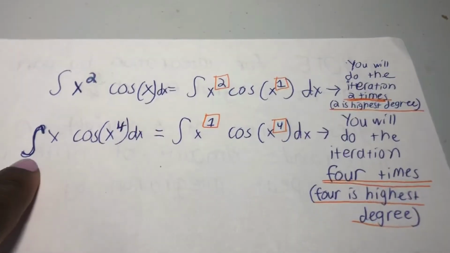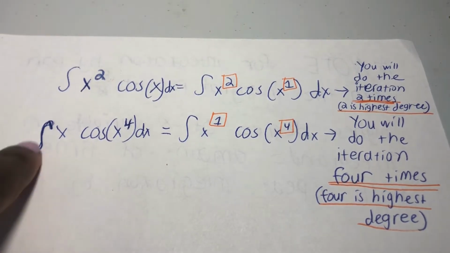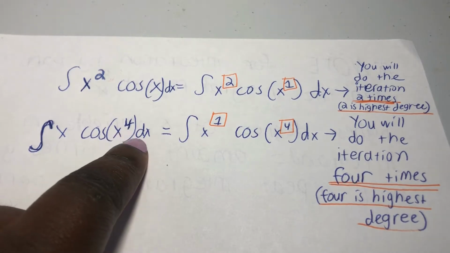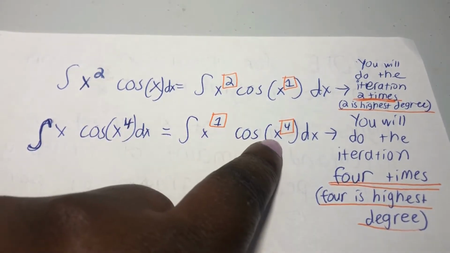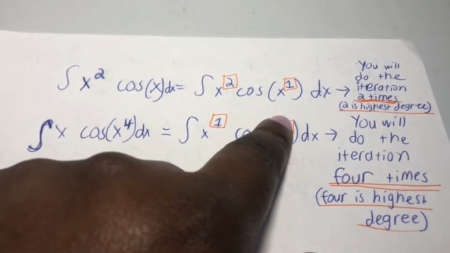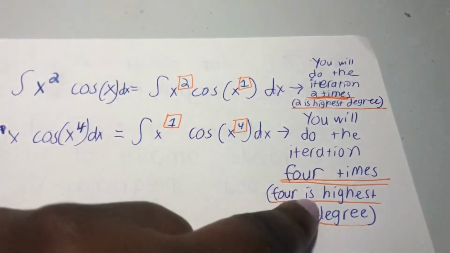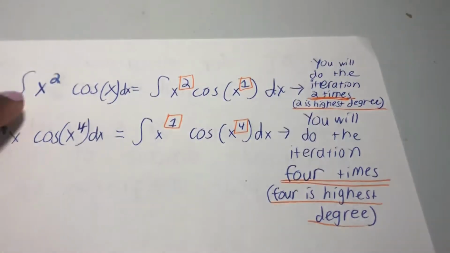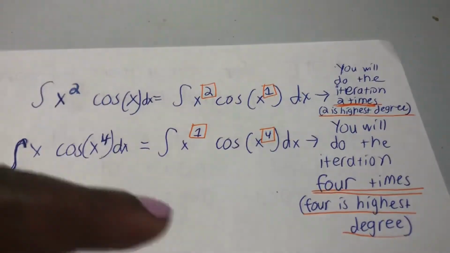In something like this, for example, the integral of x times cosine x to the 4th power dx, here, x is to the 1st power, while cosine of x is to the 4th power. So for something like this, you will do the iteration 4 times, because 4 is the highest degree here. So for stuff like this, the degree tells you how many iterations you're going to do.